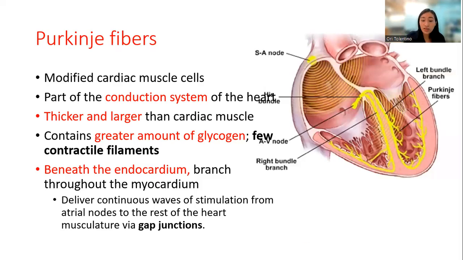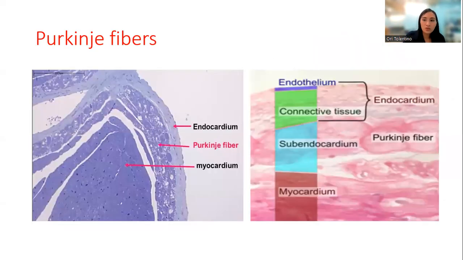These are like the electrical wirings of your heart, that when they are stimulated, they stimulate the muscles to contract. So they are modified cardiac myocytes, thicker and larger than your cardiac muscle cells. They are bigger. They contain a great amount of glycogen and few contractile elements, so they are paler. They don't have many myofibrils. They are paler than your cardiac tissue.